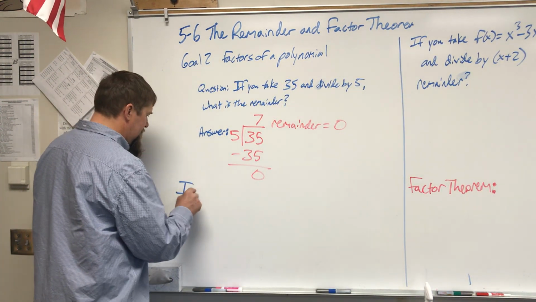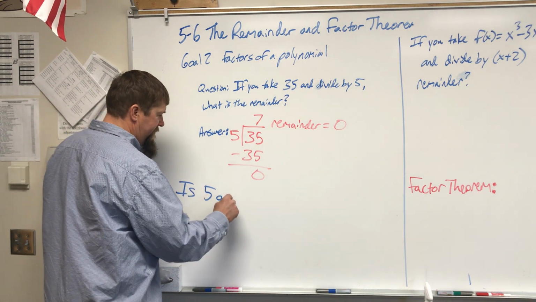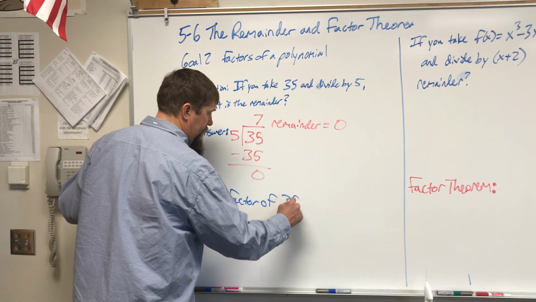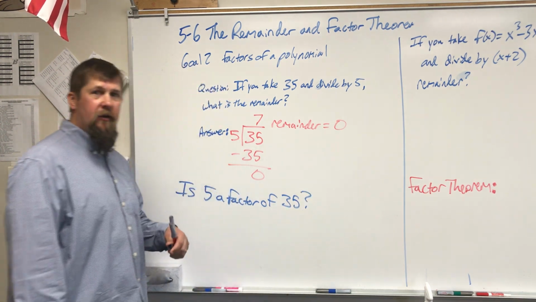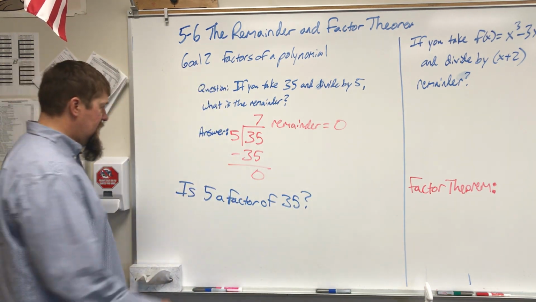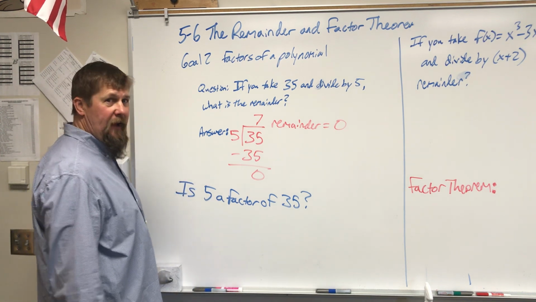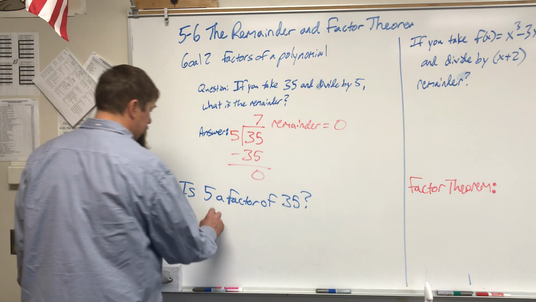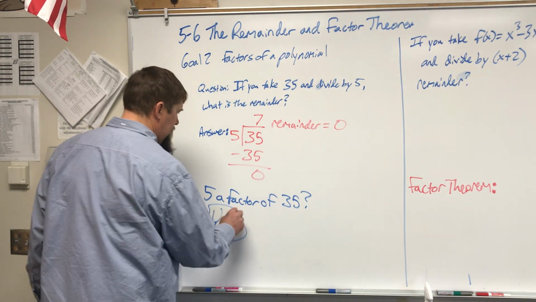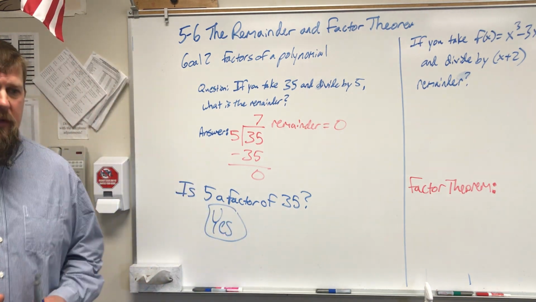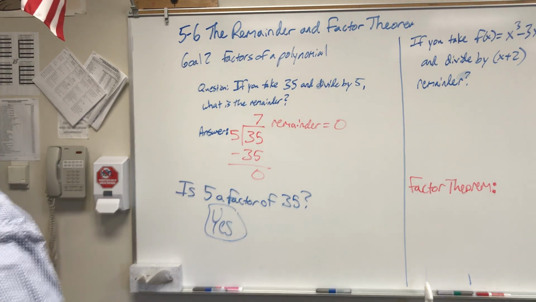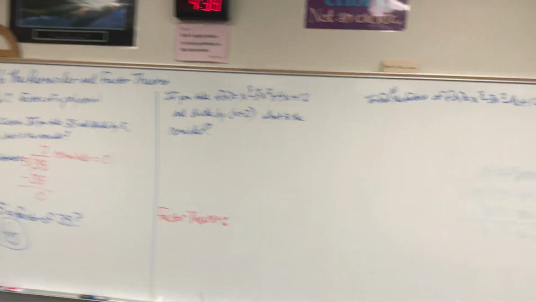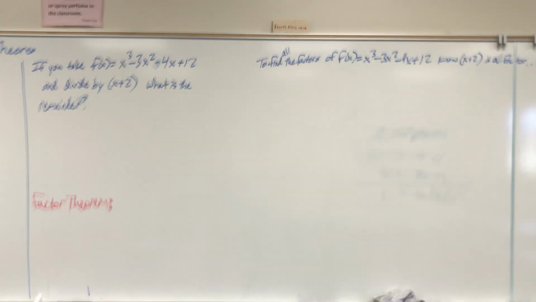Okay, so is 5 a factor of 35? And of course, the answer is yes. You would consider 5 to be a factor because the remainder, when you divide it, is 0. So yes, it is a factor. Okay, that's the concept we are using with polynomials. So let's go ahead and talk about that concept.